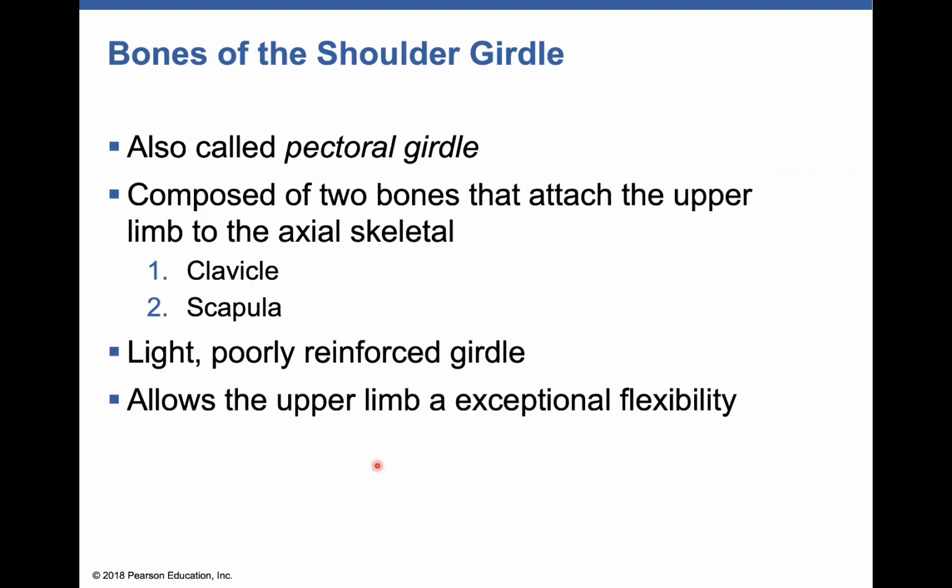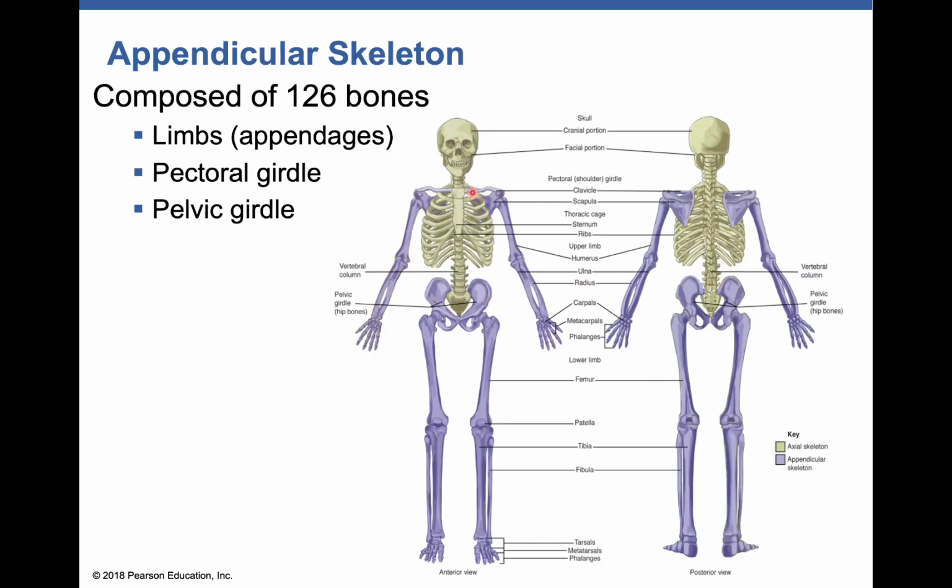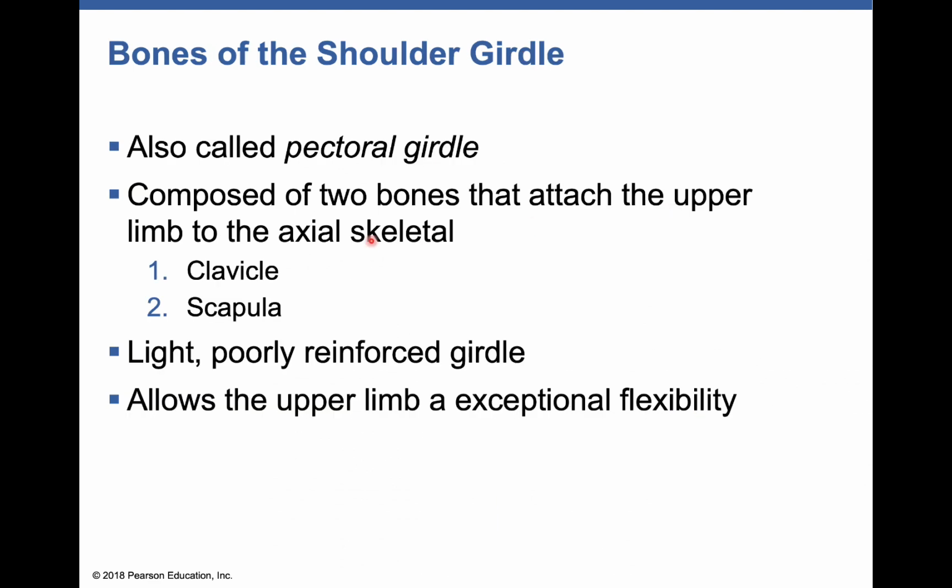So the shoulder girdle, also called the pectoral girdle. This is going to be on the upper body, and it's going to be made up of two bones only. These two bones are the two clavicles and the two scapula. These two are going to be found in this picture right here: clavicle, clavicle, and then scapula and scapula. Those are the only two types of bones that are going to be found within the pectoral girdle.